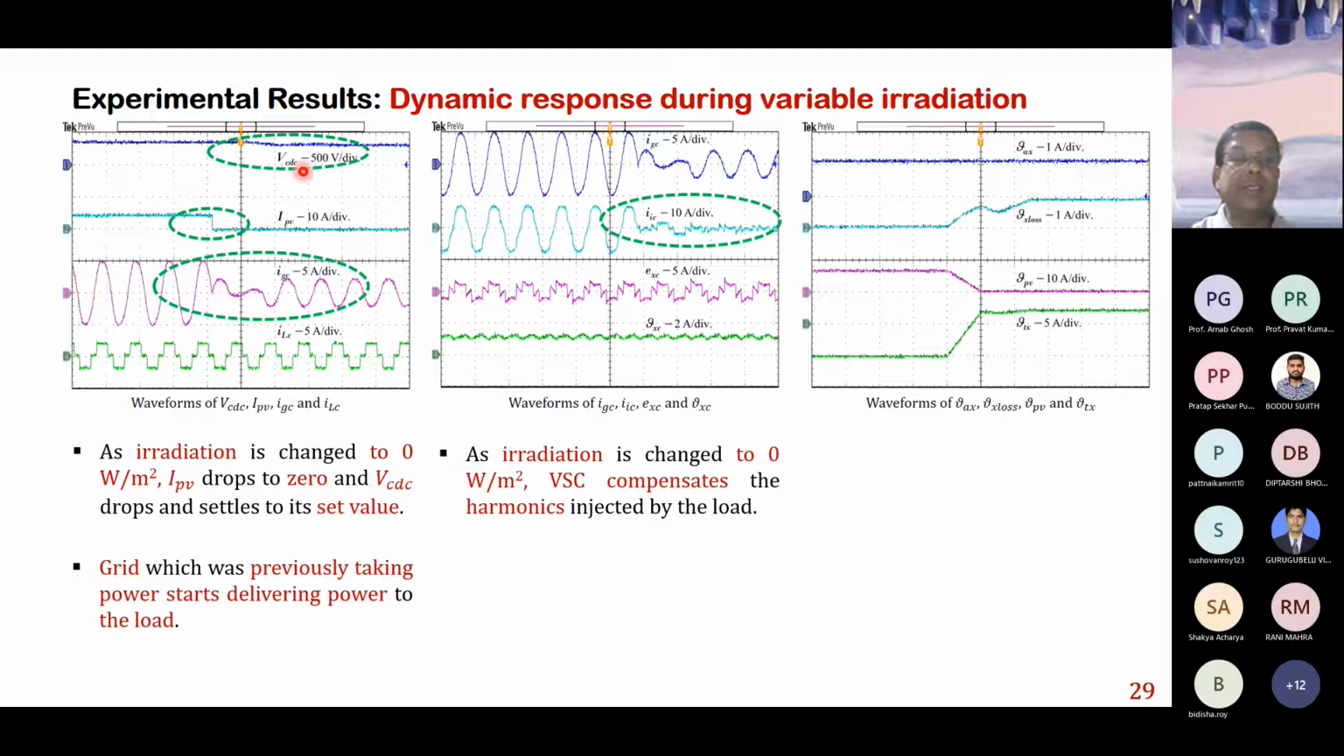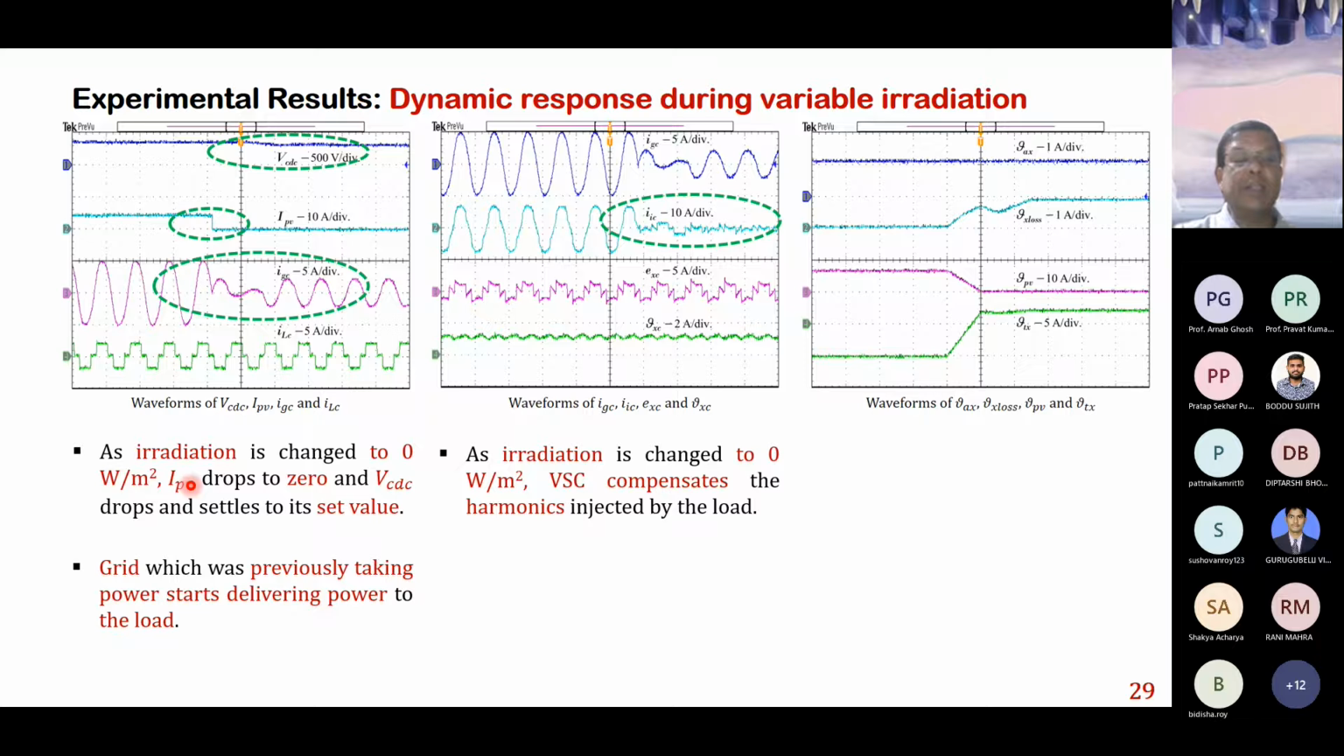So this is the experimental result during the dynamic response in the variable irradiance case, where you could see that this is the VDC, this is the IPV, and this is the grid current and load current. And this is the waveform of the grid current, load current, the error signal and the reference. We have the waveforms of these loss components and PV, and the total weight, active weight.